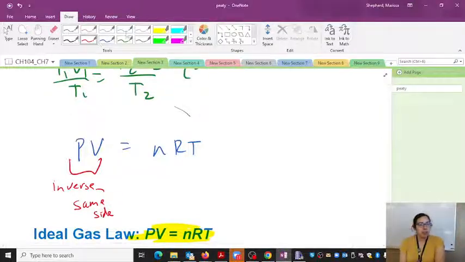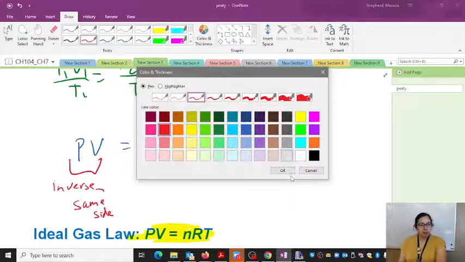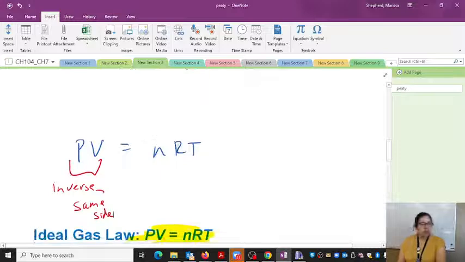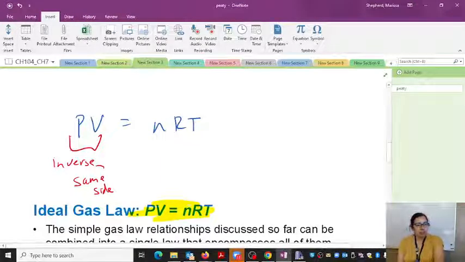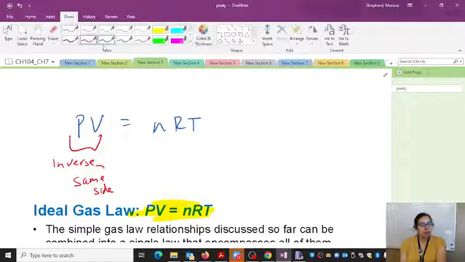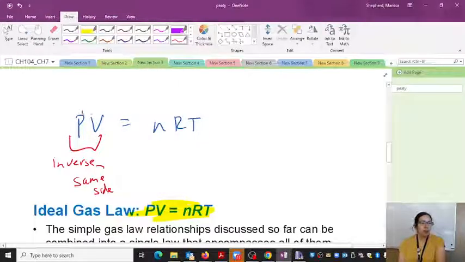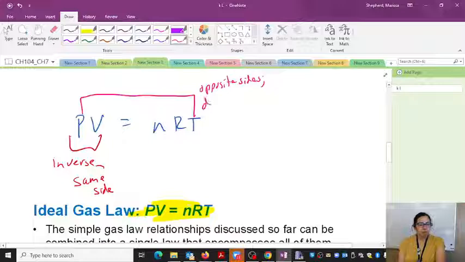And then all our things that had a direct relationship are on opposite sides. So now that makes sense. Pressure and temperature are on opposite sides. So of course, if pressure goes up, that means this whole thing is going up, so temperature is going up. And so they're directly related. Opposite sides of our equation.